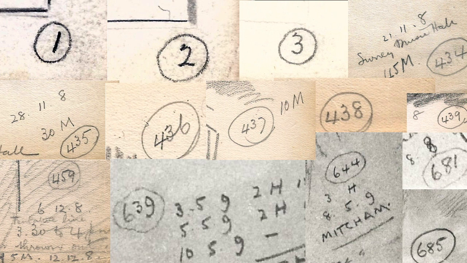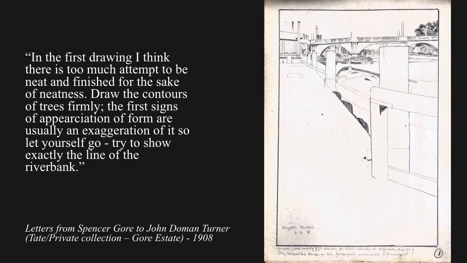But then to actually go home and look at some of the research that we found from an early sketchbook, it was like a moment where the jigsaw pieces all come together. And in the letters, you see Gore write critiques about these works. This is an example of the very first drawing that Turner sent to Spencer Gore, and it has number one in the corner, and it has the date and the place. Turner writes his name on the beginning of the sketchbook, and Gore says, in the first drawing, I think there is too much attempt to be neat and finished for the sake of neatness. Draw the contours of the trees firmly, and the first signs of appreciation of form are usually an exaggeration of it, so let yourself go. Try to show the exact line of the riverbank.